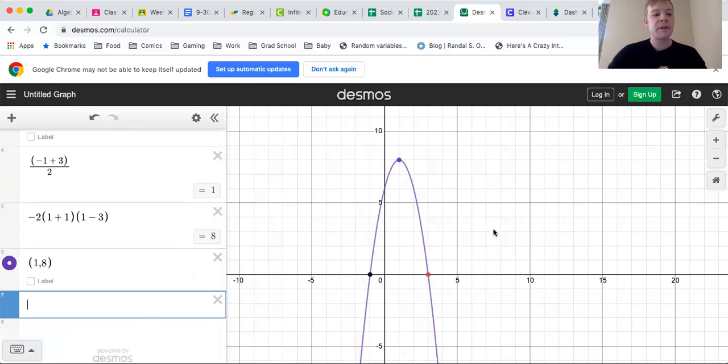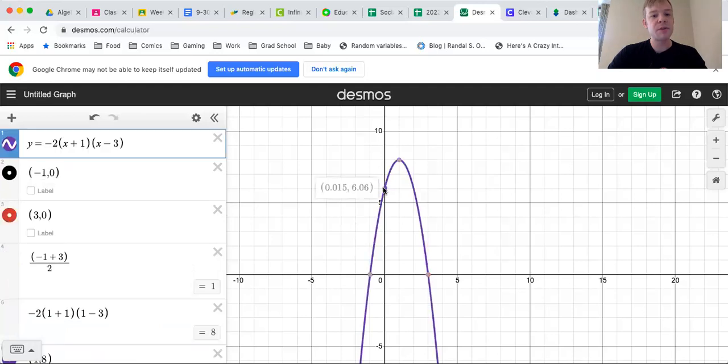The third point that I need to find, or the fourth point that I need to find, is going to be my y-intercept right here. Now, the y-intercept, if we click on it, should be the point 0, 6. And we can find this very easily simply by multiplying these numbers together. -2 times 1 times 3.